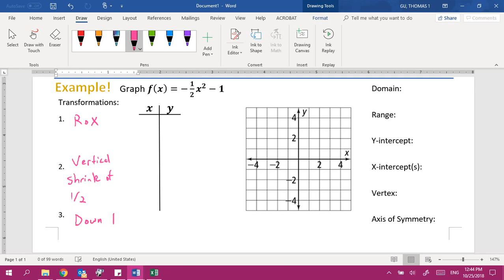All right, so now watch. We're going to use this table to find everything. So negative 2, 4. Negative 1, 1.